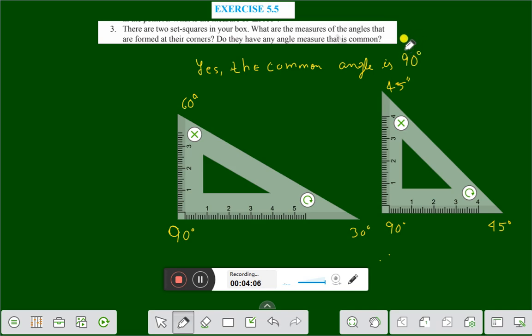Right? Once again we are repeating. Here you see there are two set squares. One is 90 degree, 30 degree, 60 degree, and the other is 90 degree, 45 degree, 45 degree. And do they have any angle measure that is common? Yes, this 90 degree is common in both the set squares. Therefore, the answer is yes, the common angle is 90 degree. This is the solution of question number 3.